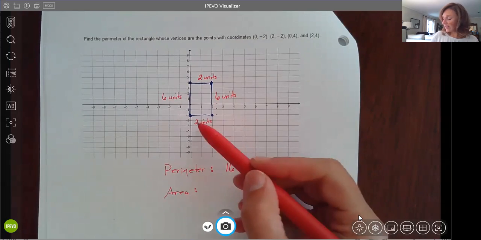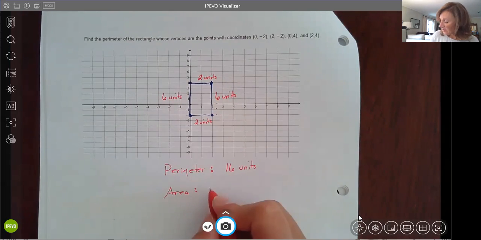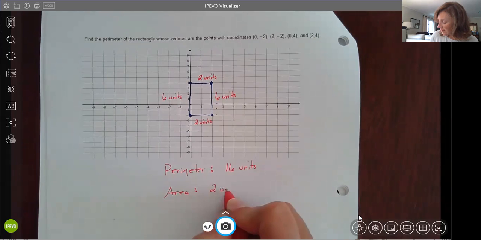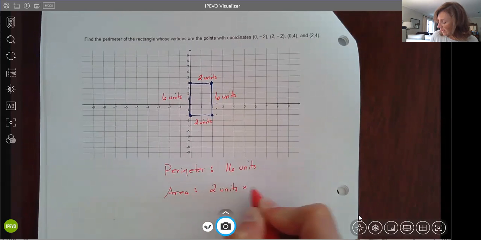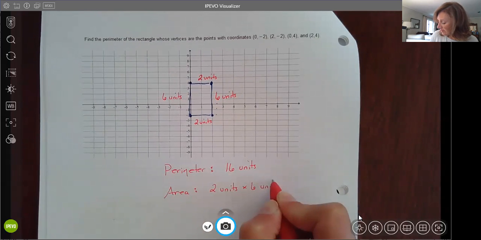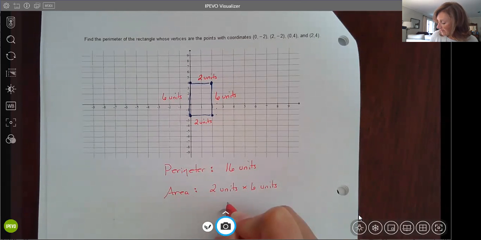We add up the sides for perimeter, and then area is length times width. So 2 units by 6 units. 2 times 6 is 12. Units by units is square units.